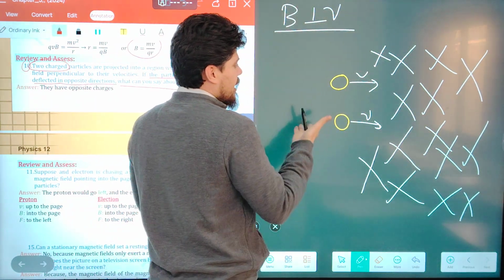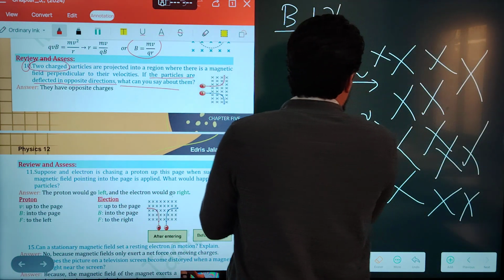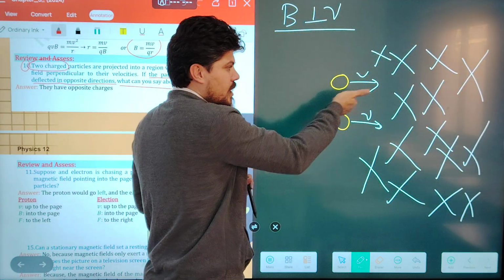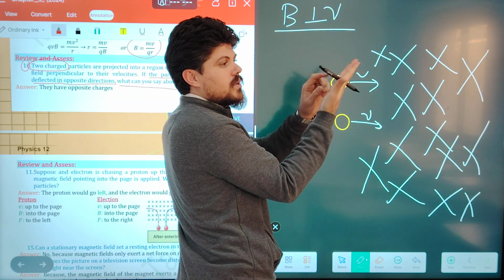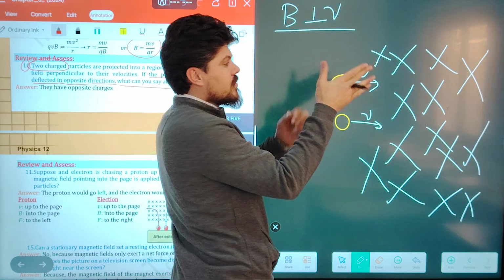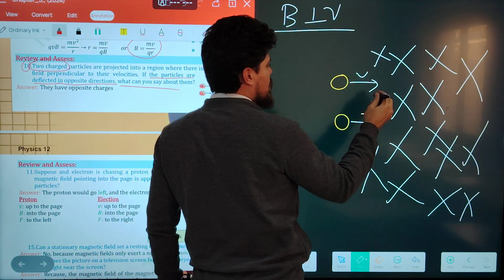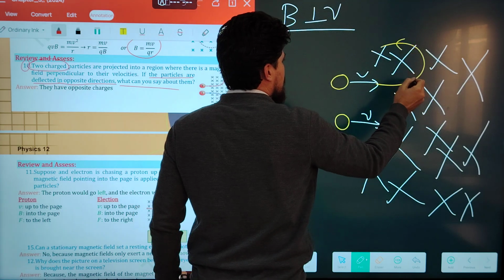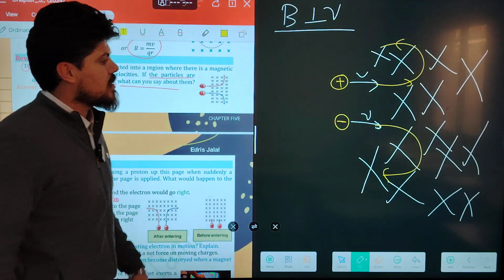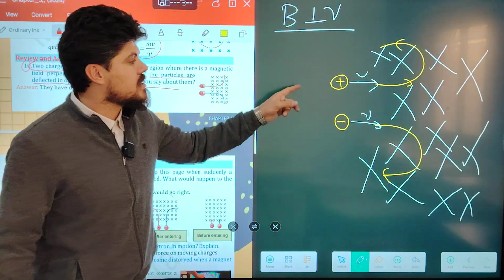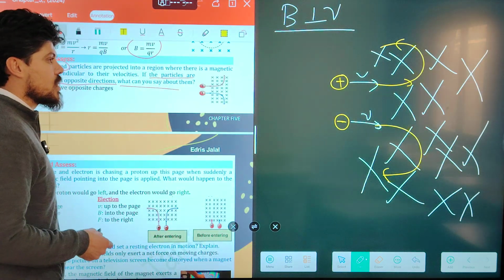For example, if the charged particle enters, your thumb is the direction of V, V to the east, and B into the page. Out of palm becomes positive charge. Your palm is negative. So the positive charge moves upward and the negative charge moves downward. This is the positive charge, and the negative charge moves down, so we can say these 2 charges must be opposite charges.